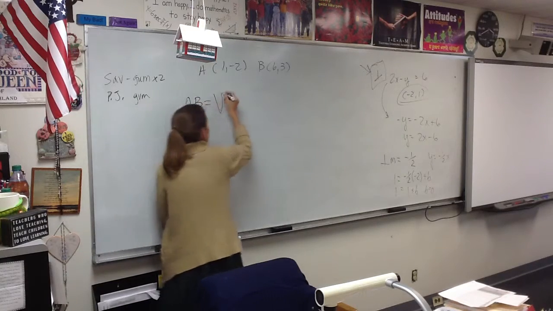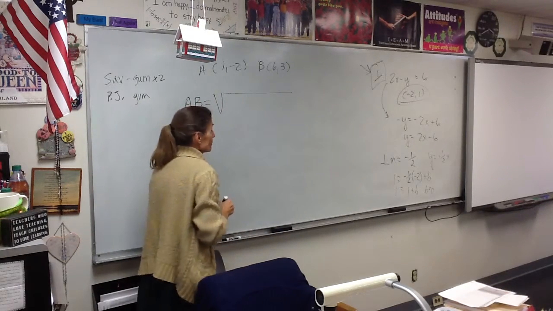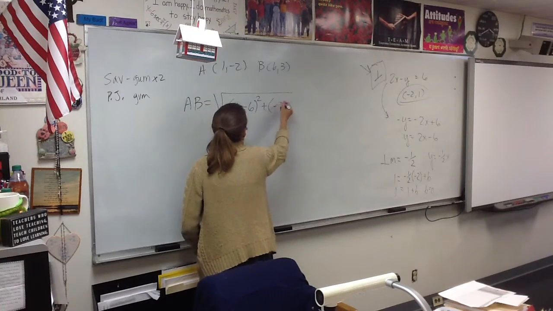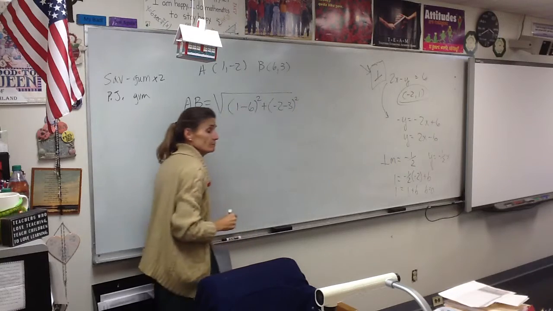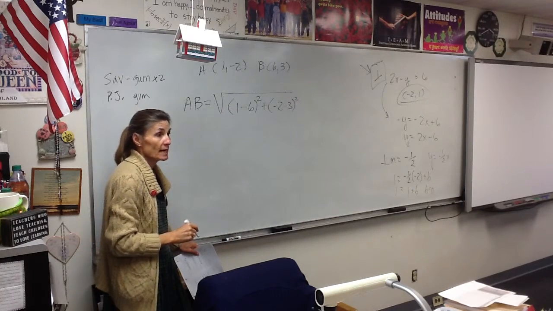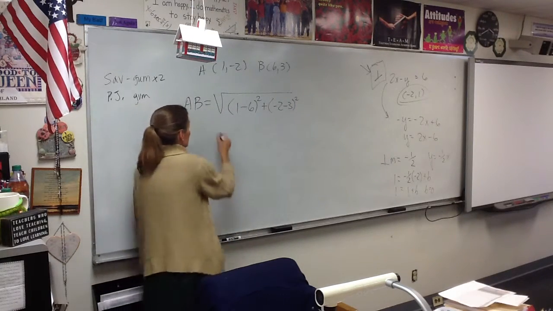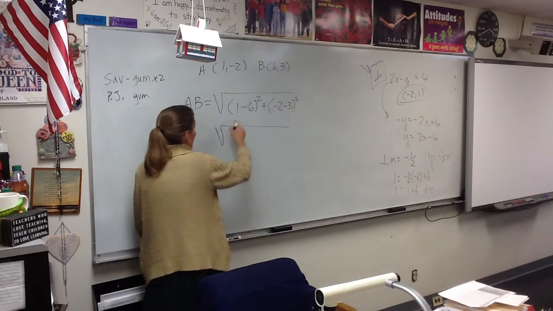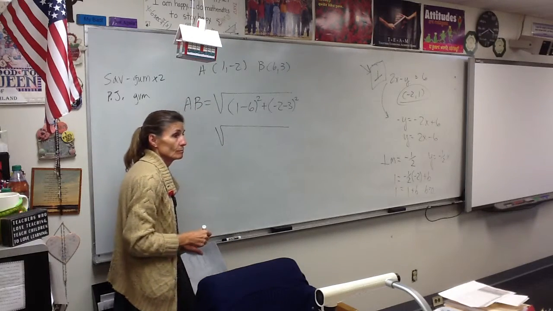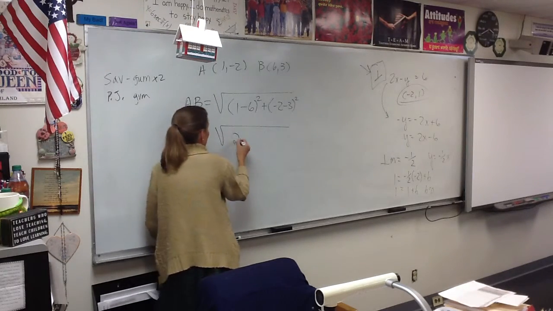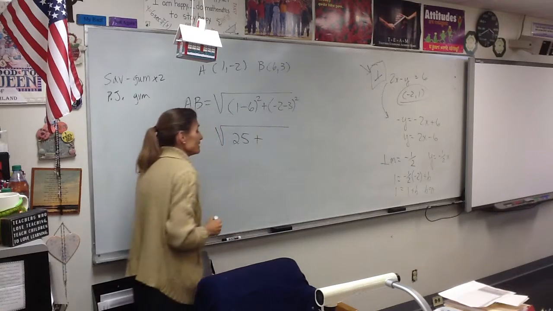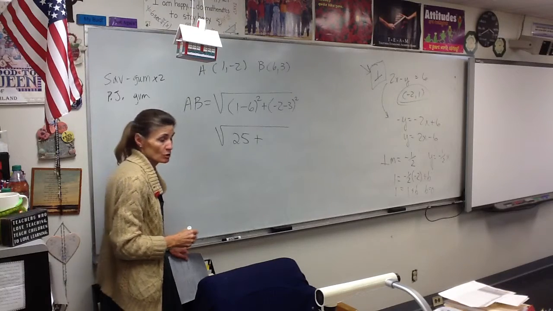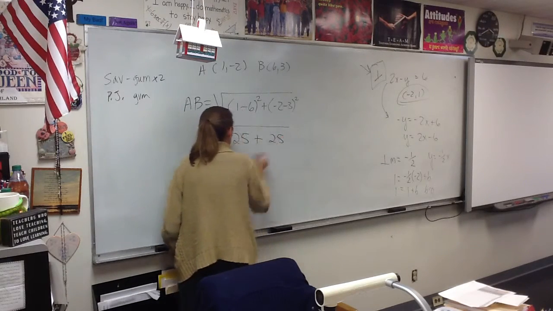So the distance is a big square root, right? (x minus x)squared plus (y minus y)squared. That's distance. One minus 6 squared, -2 minus 3, -5 squared. I got the square root of 50.